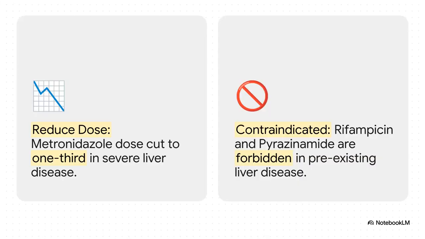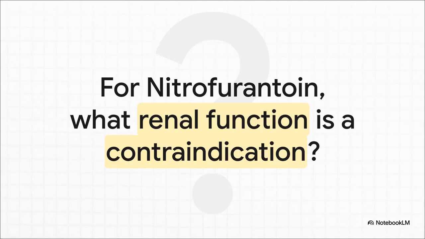Looking specifically at the liver, the adjustments fall on a spectrum. On one hand, you have a drug like metronidazole. In severe liver disease, its metabolism tanks, so you have to slash the dose by 2/3 to avoid toxicity. But on the other hand, you have drugs like rifampicin and pyrazinamide. Here, the risk of causing further liver injury is so high that they become completely off limits in patients with pre-existing liver disease. So let's do a quick knowledge check on that point.